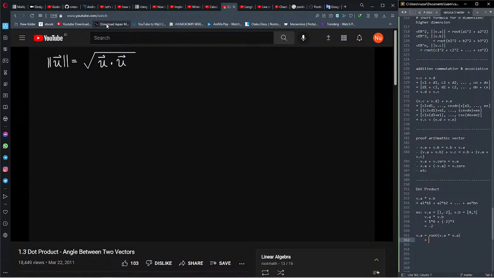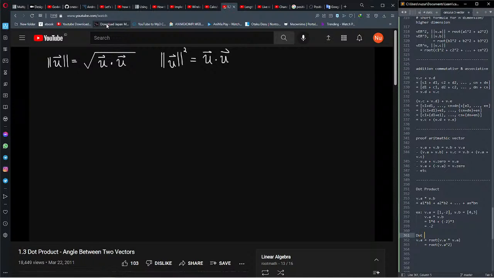Also notice, as a pretty natural follow-up, that the length of a vector squared is equal to the vector dotted with itself. We just squared both sides of this. Okay, that's pretty cool.